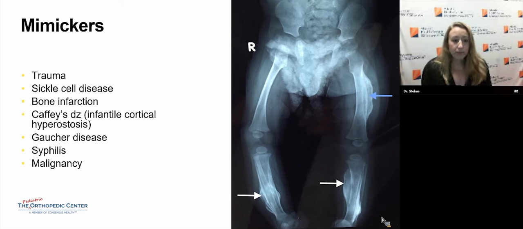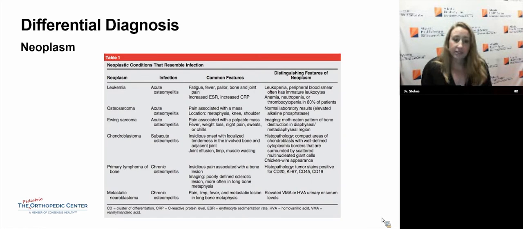Gaucher's disease, mucopolysaccharidosis, syphilis, and malignancy. There are certain neoplasms that can look like infection. There can be chondroblastoma, which is another lytic lesion, and Ewing's and osteosarcoma. There can certainly be that periosteal reaction and halo around the bone, things like that. So definitely on the differential, when you see a lesion on X-ray, to also be thinking about what other neoplasms this could be.